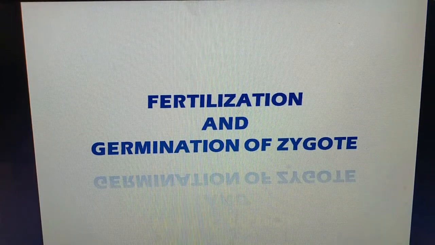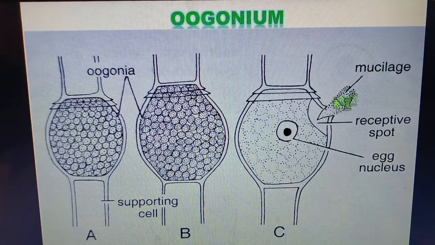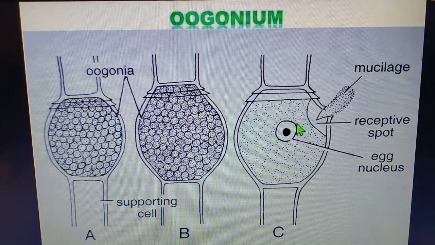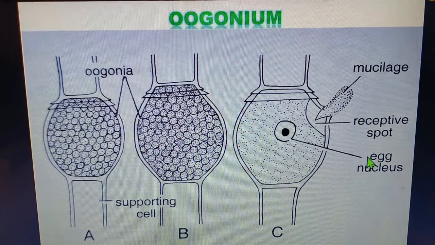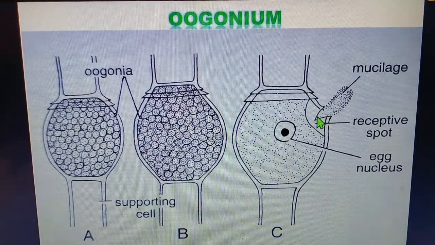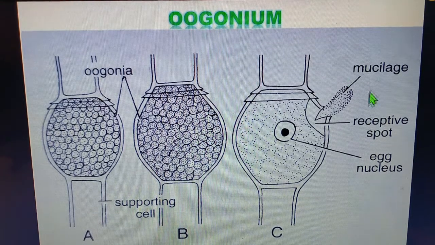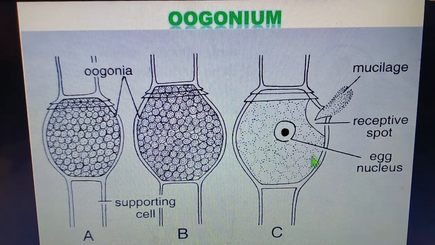Okay, and here, if you remember, the antherozoids will come in contact with this gelatinous substance and they will enter here in the receptive spot of the Oogonium. So fertilization will take place between the antherozoid and the egg. But how do the antherozoids reach the Oogonium? They are attracted chemotactically, due to the chemical stimulus. They will be attracted to the Oogonium.